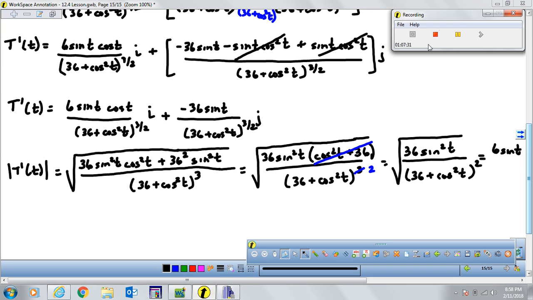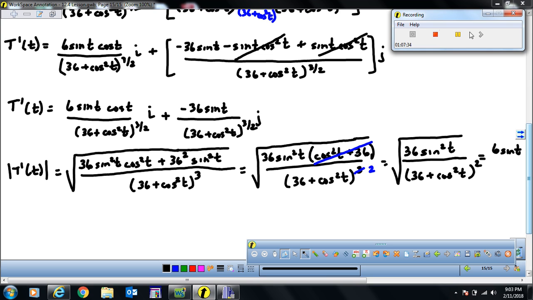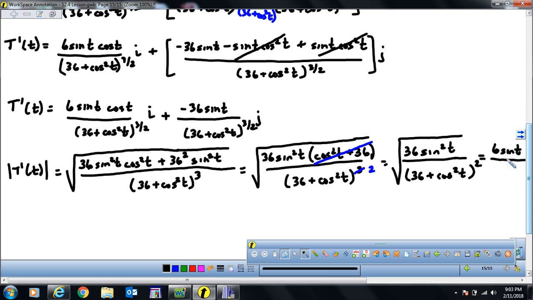The square root of 36 sine squared of t is 6 sine of t. Then the square root of the square just reduces the square, so that's 36 plus cosine squared of t. Okay, so this is the magnitude of the derivative of the unit tangent vector.